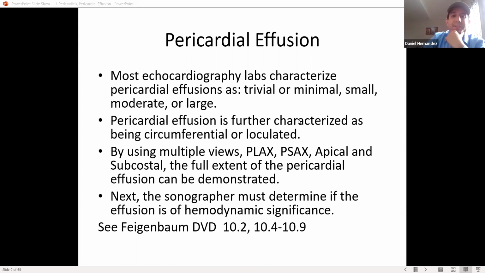Most echocardiography labs characterize pericardial effusions as trivial, so just a trace amount of fluid, small, moderate, or large. We further characterize pericardial effusions as either being circumferential, so does the fluid surround the entire heart, or is it loculated? Is it located in just a specific area? Is the fluid just located posterior to the right ventricle? Is it just located around the right atria? Do we see it just located posterior to the LV?